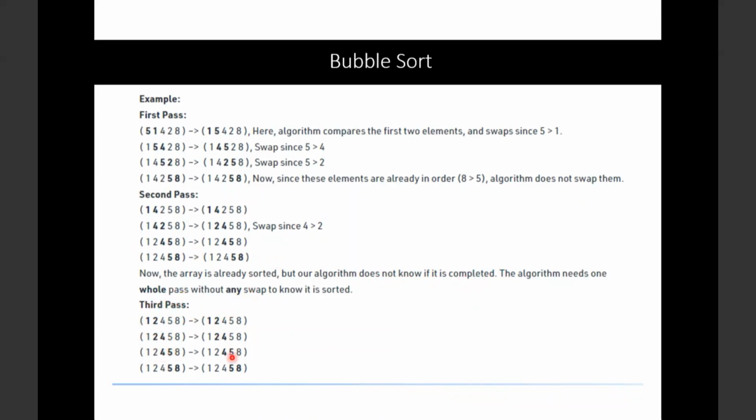4 and 5. Since 4 is smaller than 5, nothing happened. 5 and 8, and nothing. So this is how the bubble sort works. You need to do the sort between the adjacent pair only, and you need to do it until all the numbers are sorted. So this is how the bubble sort works.